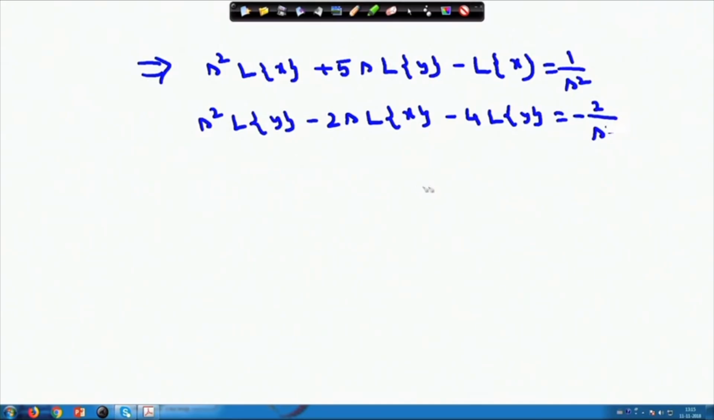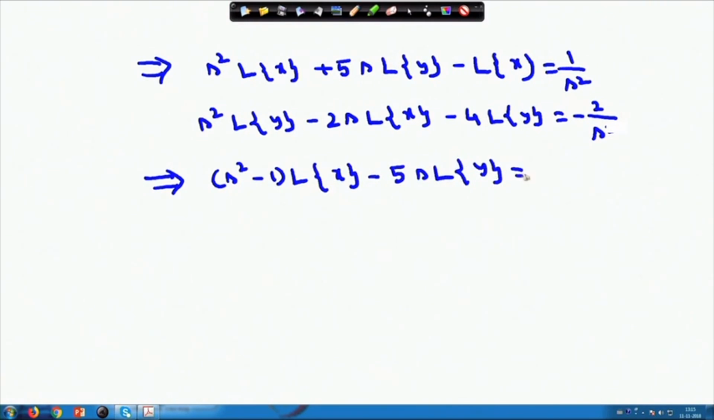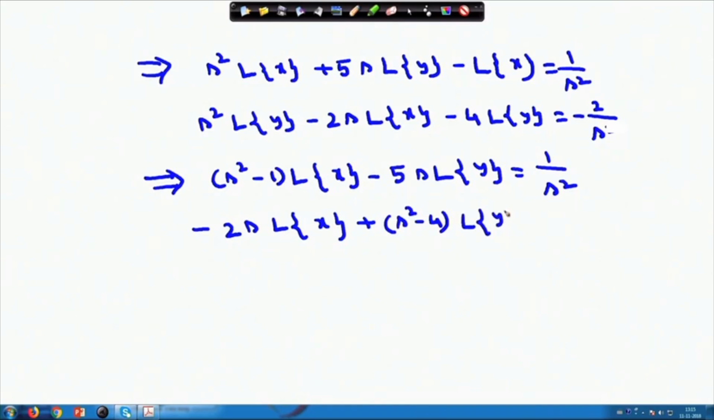Now if I simplify a little bit, I will obtain s square minus 1 into Laplace transform of x minus 5s into Laplace transform of y equals 1 by s square, and minus twice s Laplace transform of x plus s square minus 4 into Laplace transform of y equals minus 2 by s. So, this is your equation 1, this is your equation 2.